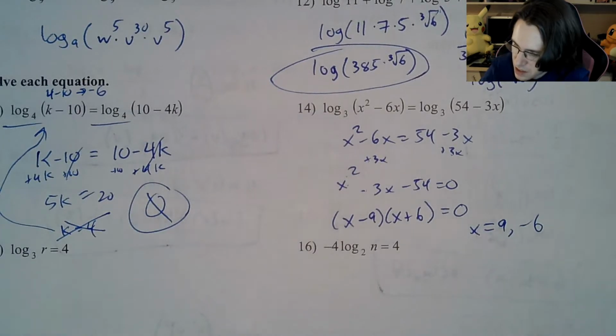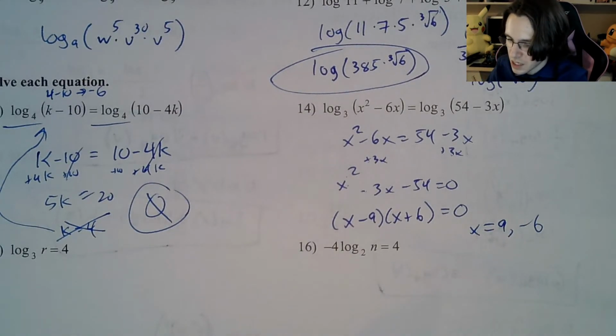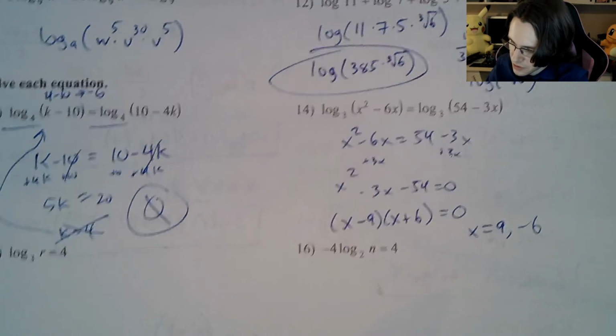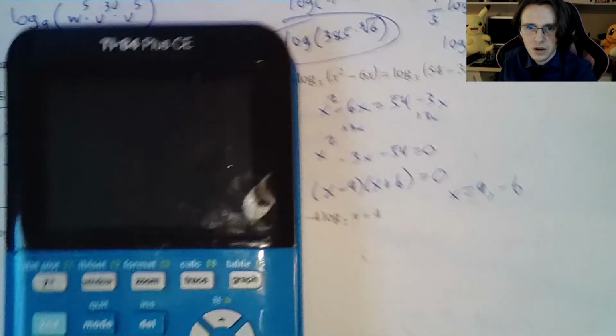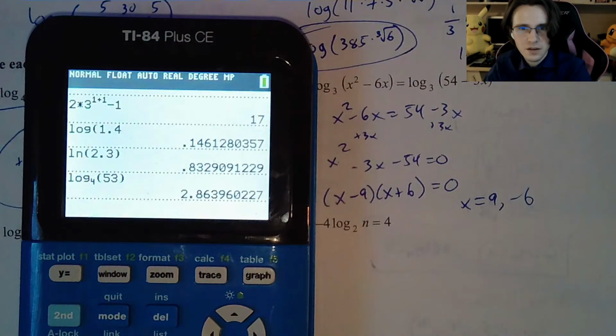So the only possible answers to this question are going to be 9 and -6. However, if you do plug in these answers, it's possible that some of them don't work. So let's go ahead and double check them. If you wanted to double check on your calculator, maybe you don't want to do it by hand, you could just plug it in.